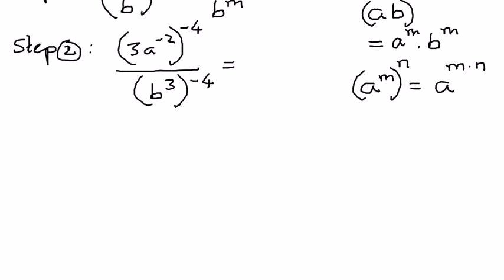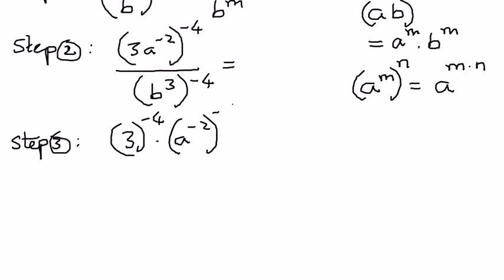So therefore, in the numerator part, we can write that as step number 3, and then we will write that part here: 3 raised to the power of negative 4 times a to the power of negative 2, this whole thing is raised to the power of negative 4, divided by b to the power of 3 times negative 4, like that. So therefore, we can come back here and simplify this some more.